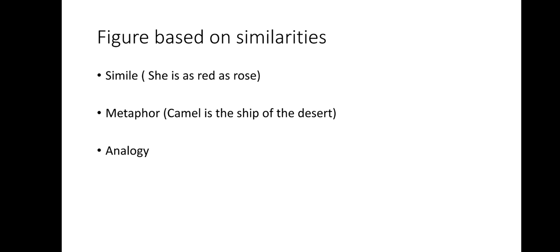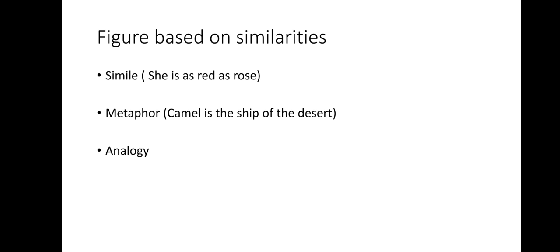Apart from that, we have analogy. What is analogy? Analogy is something which is partially alike. If there is some kind of partial likeness between two things, then we can use it as analogy. Let me give an example. Often we say, a heart is to a man what a pump is to a village.